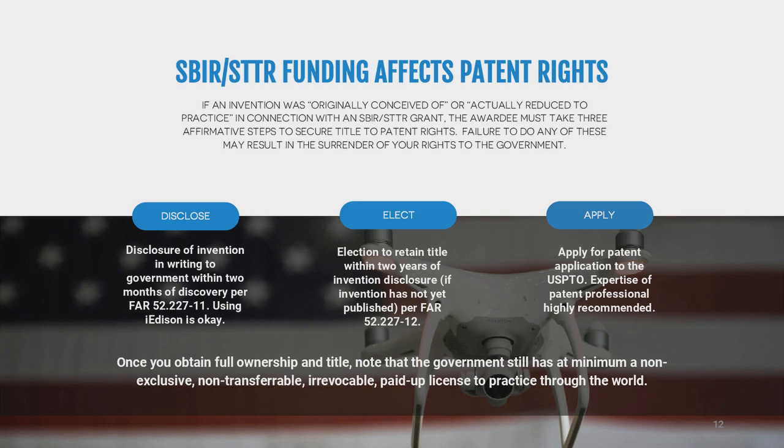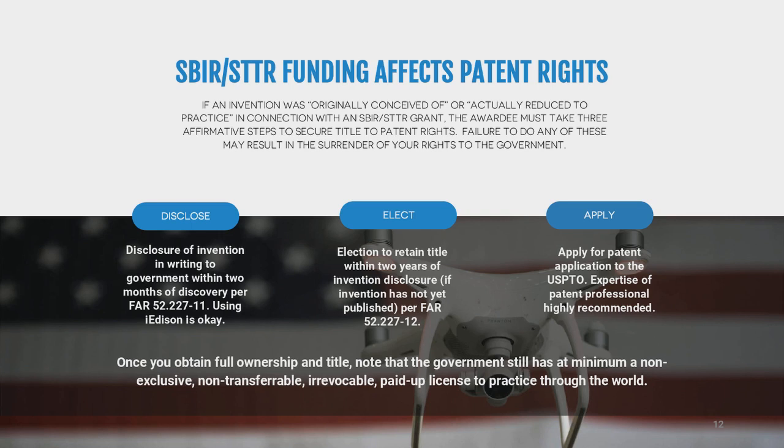Failure to do any of these steps can actually jeopardize your rights to ownership and give it straight to the government because they're paying for it. And if you're filing something and you don't go through these steps, there is a chance that they might own the technology that you're generating for them at the end, and you might have to pay them royalties for something that you brought to the table. So these 3 steps are actually very, very important.